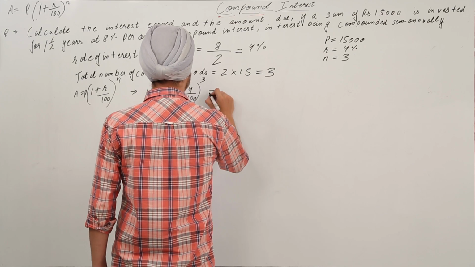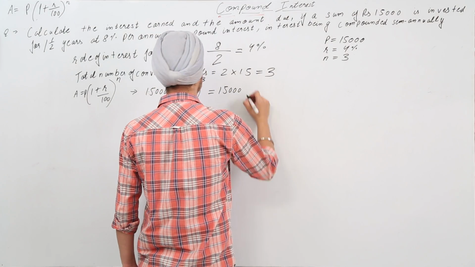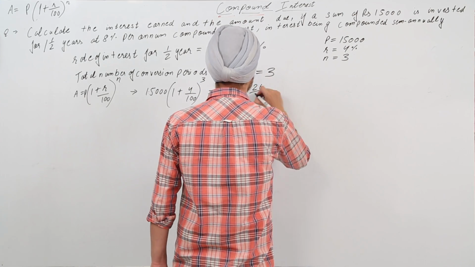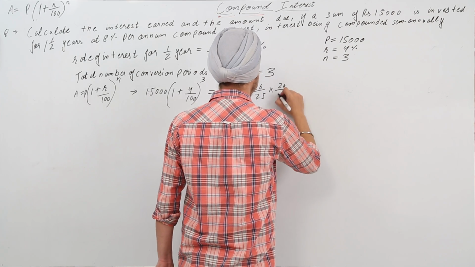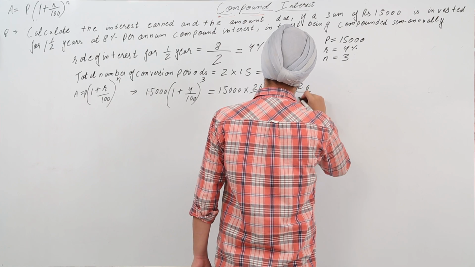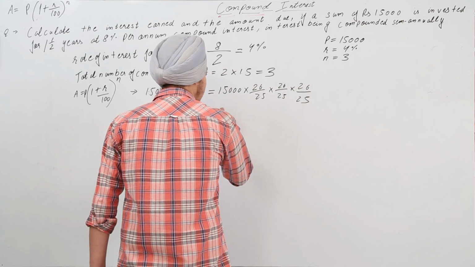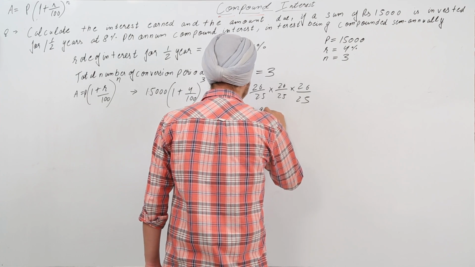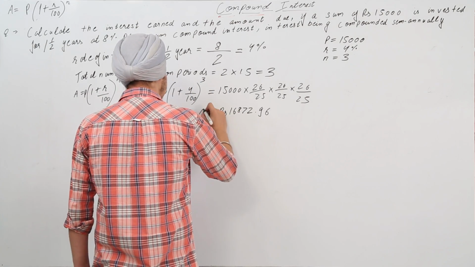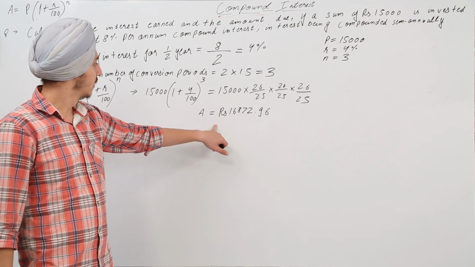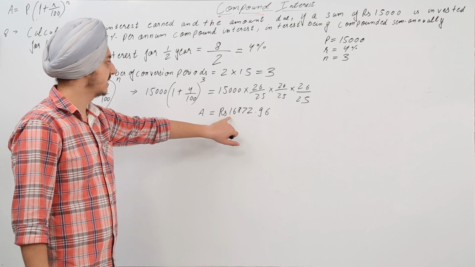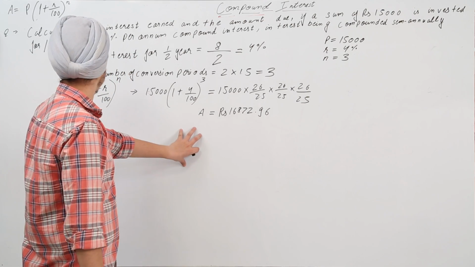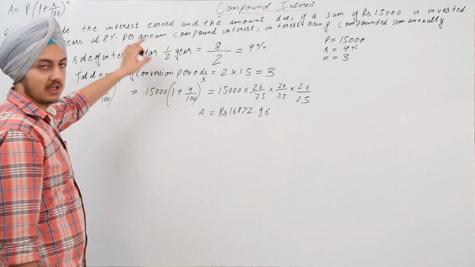So what we have here is 15,000 into 26 by 25 into 26 by 25 into 26 by 25. Now this value comes out to be equal to rupees 16,872.96. Now this is the total amount we have. So the total amount is equal to rupees 16,872.96. So this is the total amount, and we also have to calculate the interest earned.